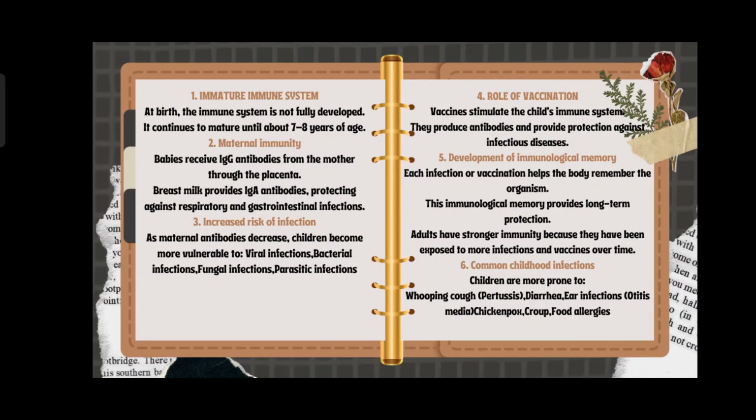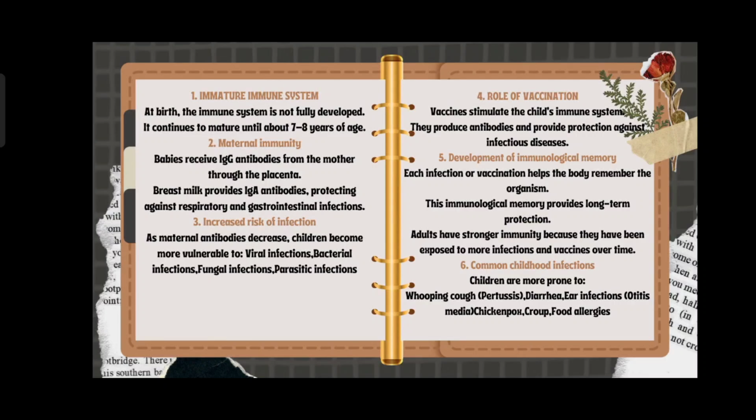Then increased risk of infection. As the maternal antibody decreases, children become more vulnerable to get the infections like viral, bacterial, fungal and parasitic. Then role of vaccination. Vaccine stimulates the child immune system. In previous classes, I explained about the vaccination. In that, I told vaccine can stimulate our immune system and improve the immunity level. They produce antibodies and provide protection against the infectious diseases.